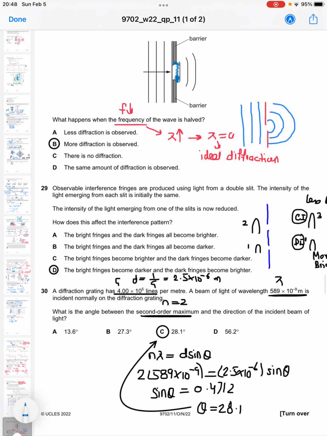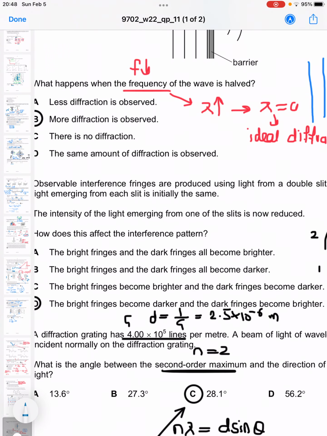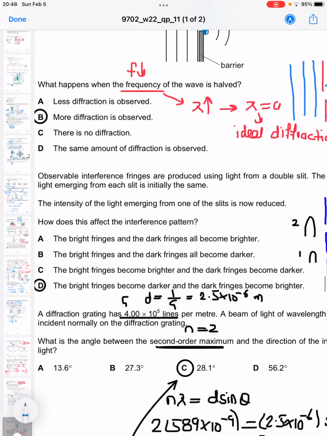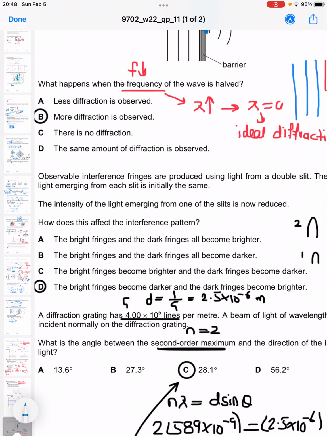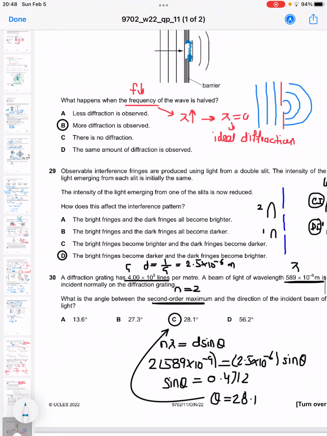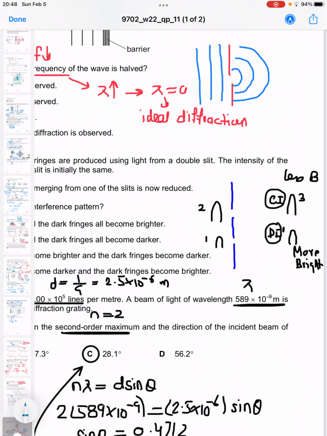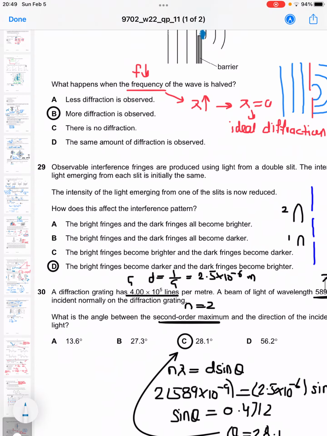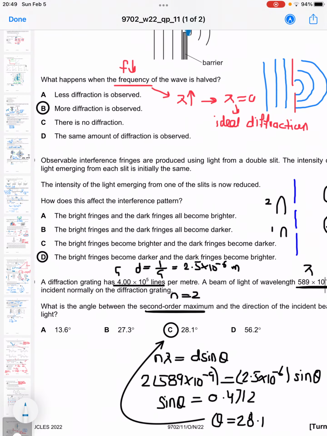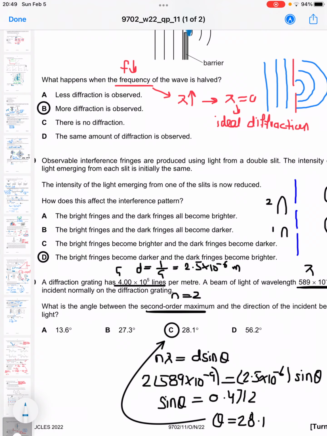Question number 29 says that the intensity of one of the slits is reduced. How does it affect the interference? That's a very popular A-level physics question. When the intensity of one of the slits is reduced, in constructive interference the light becomes less bright, and in destructive interference it becomes brighter. So D is the appropriate answer. The bright fringe becomes less bright, and the dark fringe becomes brighter.